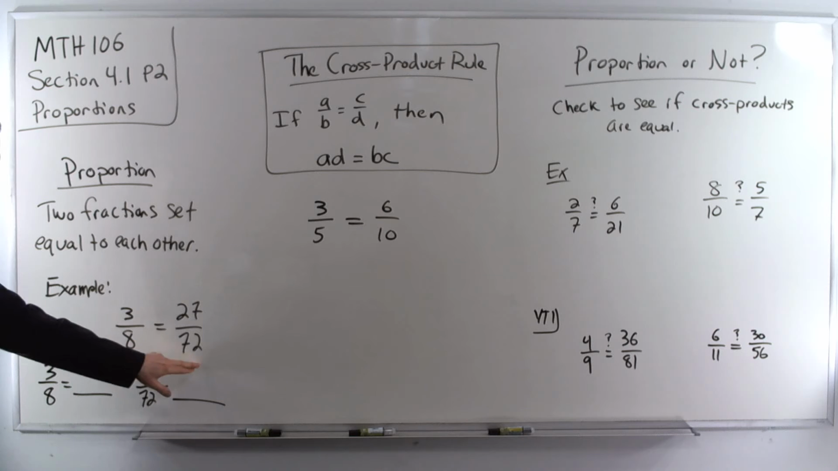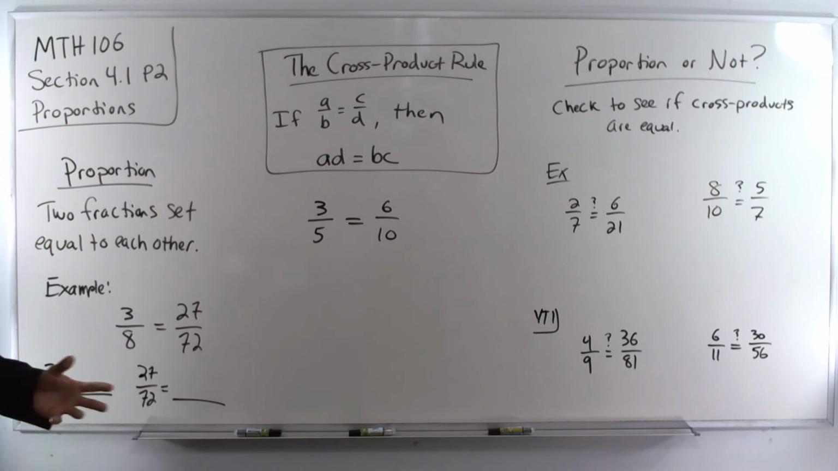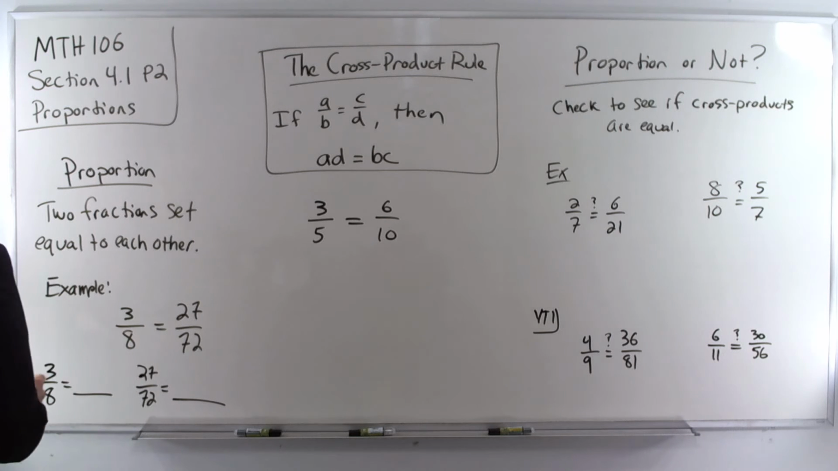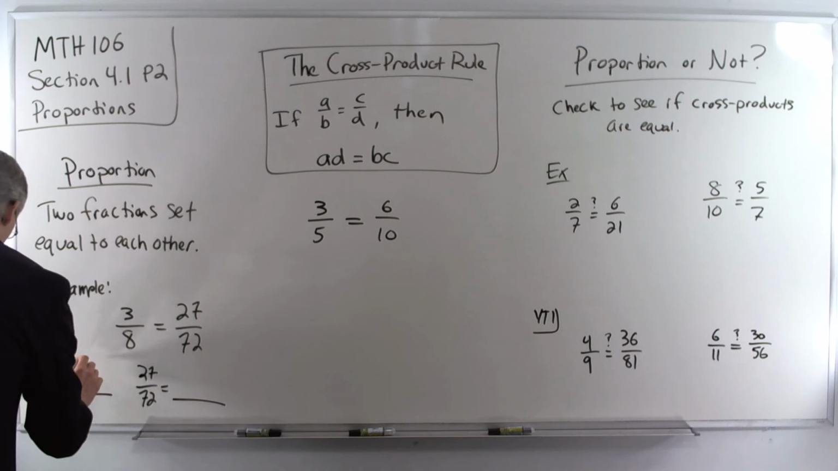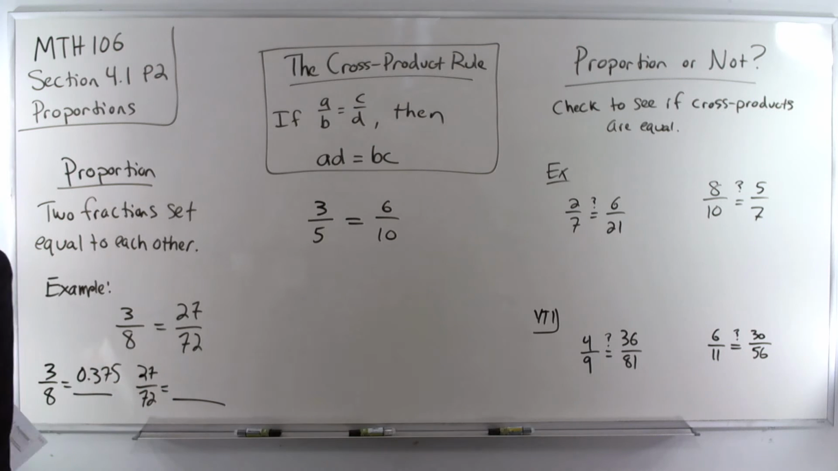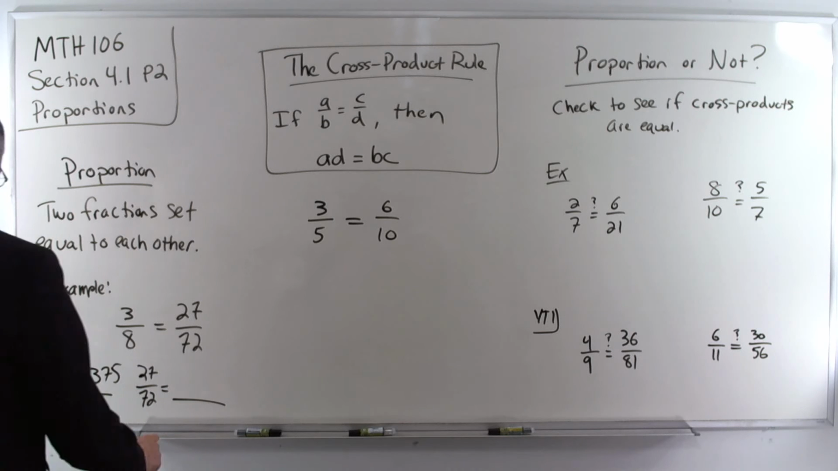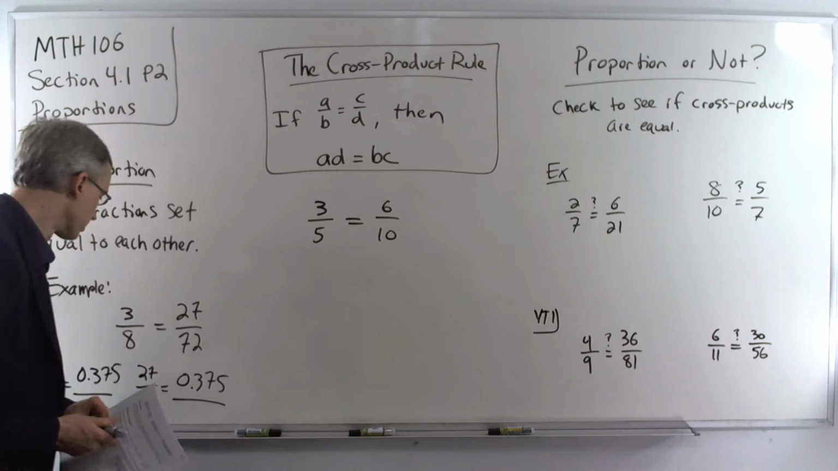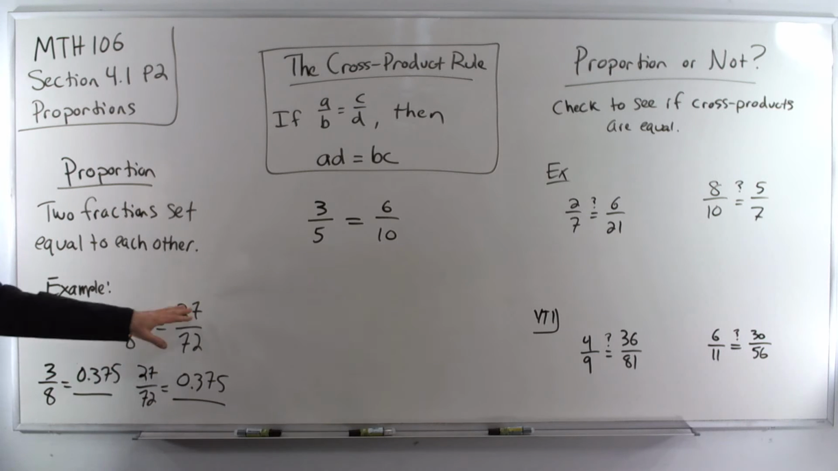We have an equal sign, so we know that these two things are equal to each other. Let's make sure that they are. So let's divide these out and get a decimal number and make sure that they are equal. All right, 3 divided by 8, we get 0.375. And 27 divided by 72, we get 0.375. So we get the same decimal. Those two fractions are equal to each other, and we have a true proportion.